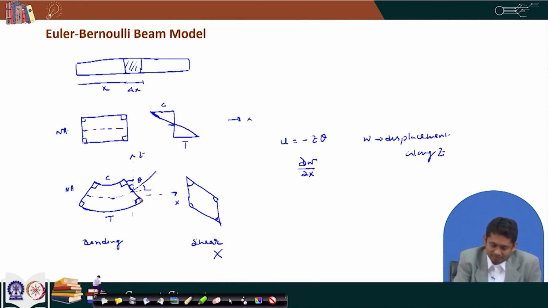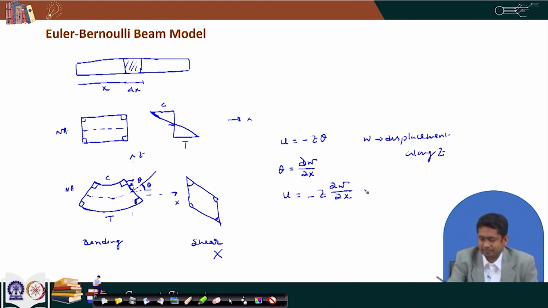Now, if these angles remain 90 degrees, then we can say that this theta is equal to this angle. So, this is also theta because it is 90 degrees. Because we have neglected shear, we can say it is 90 degrees in the deformed beam, and that is why this angle and this angle are the same, and this angle is nothing but del w by del x. So, we can say that theta is equal to del w by del x. So, we can write u is equal to minus z multiplied by del w by del x.